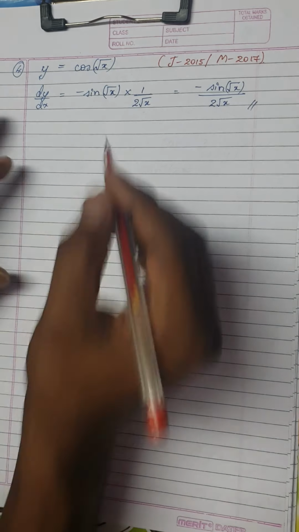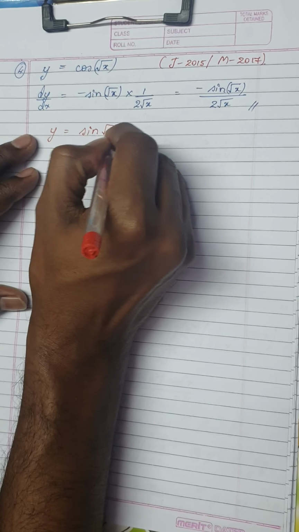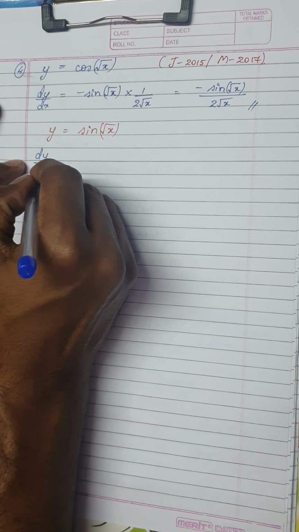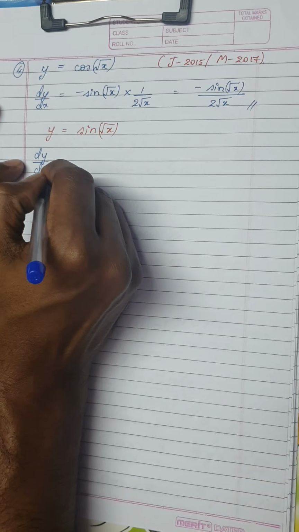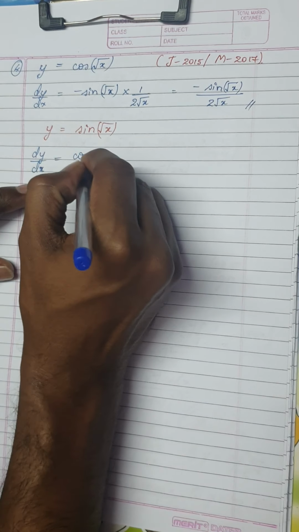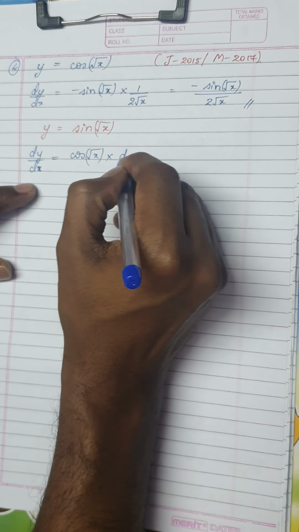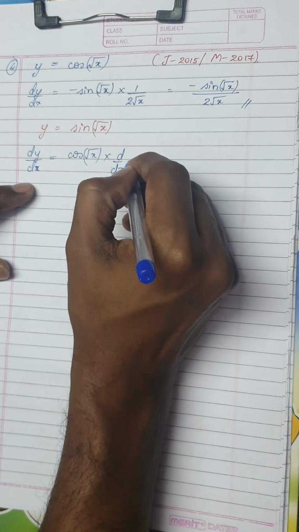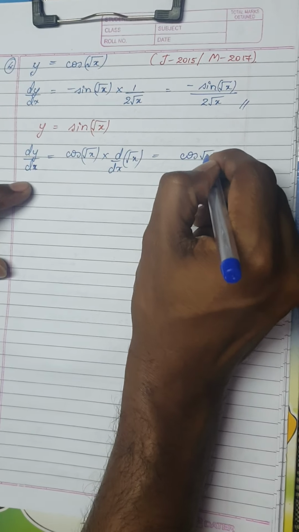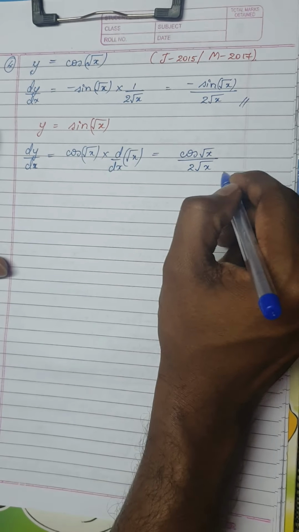In case you have y is equal to sine of root x. Yes, they may change the question this time like this. So if it is sine of root x, then dy by dx is nothing but the derivative of sine, which is cos. So cos of root x into d by dx of root x, isn't it? So this is nothing but cos of root x divided by 2 root x, since we know the derivative of root x is 1 by 2 root x.